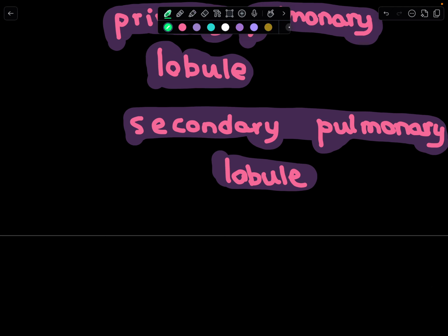Well, I want us to understand kind of the different structures. So, okay, I got that part. What about other structures, such as the pore of Kohn, or the terminal respiratory unit, or the acinus, or respiratory bronchi, terminal bronchi, connective tissue septum? Can you explain these?